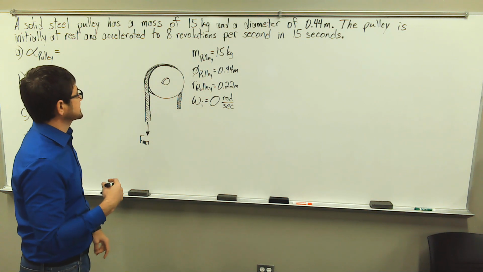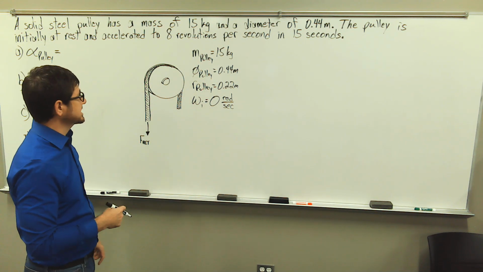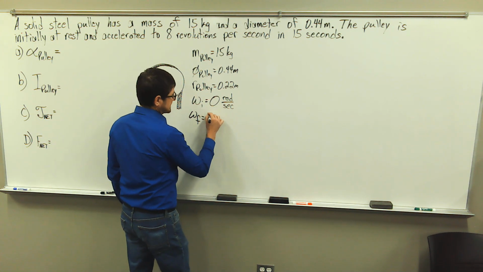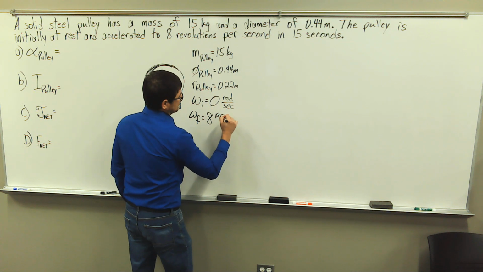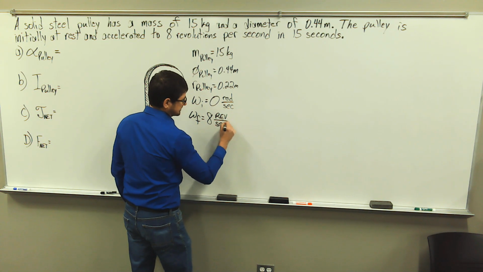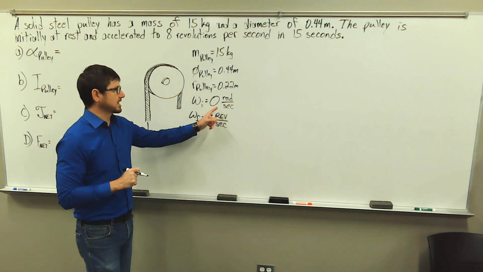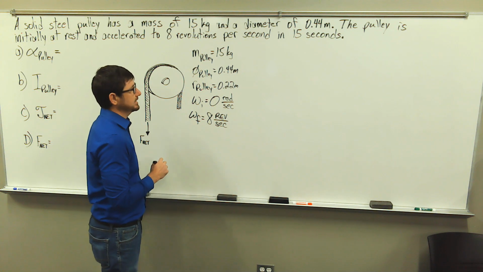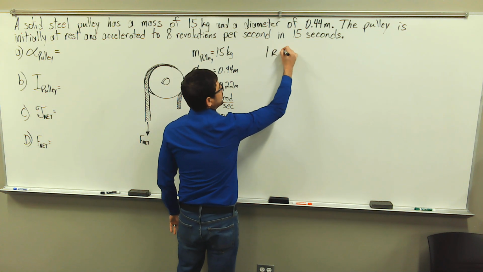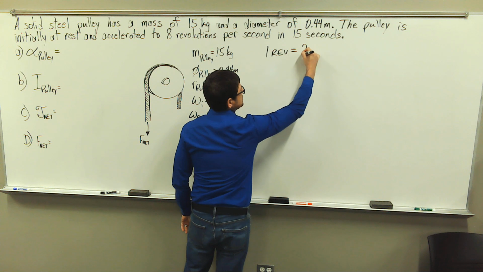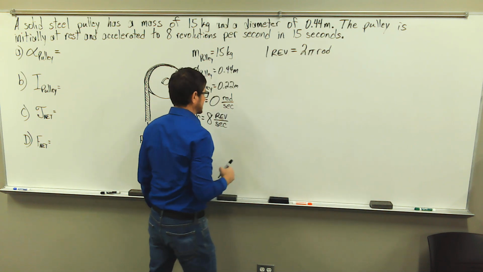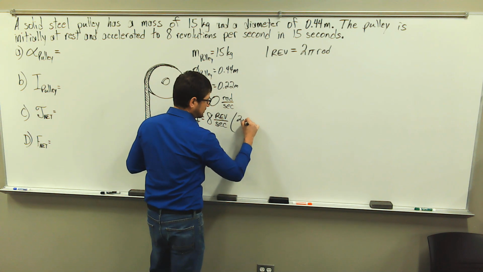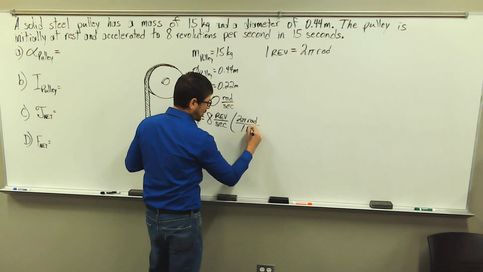And then it says it's accelerated to 8 revolutions per second in 15 seconds. So our final angular velocity is 8 revolutions per second. Okay, now we're going to need this in units of radians per second. Right now it's in revolutions per second. Now we know the conversion, 1 revolution is equal to 2 pi radians. Okay, so we're going to perform some dimensional analysis here. So I've got 2 pi radians in 1 revolution.